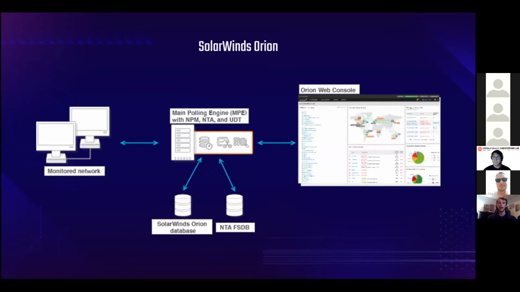So the Orion platform monitors the health and performance of a network through Internet Control Message Protocol, Simple Network Management Protocol, Windows Management Instrumentation, application programming interface, and Syslog communication and data collection.